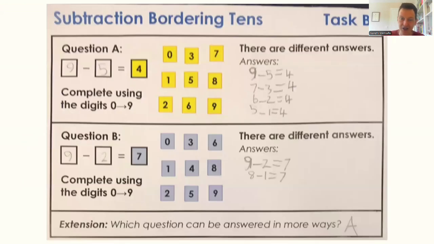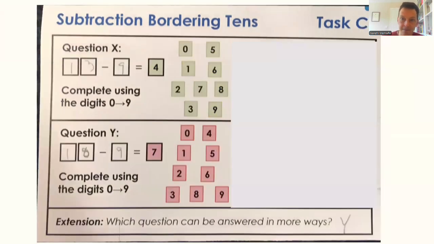So a classic structure, which I referred to in a previous video, was children finding different answers and being able to say, I found all the answers. In this case, they describe why one of the questions has more answers than the other. I always remember a child saying, well, question B has fewer answers than question A because there's not as many numbers you can start from. And then we get into the next task.